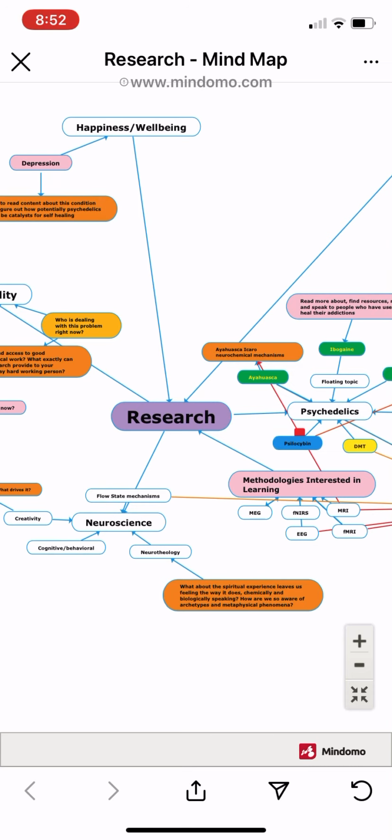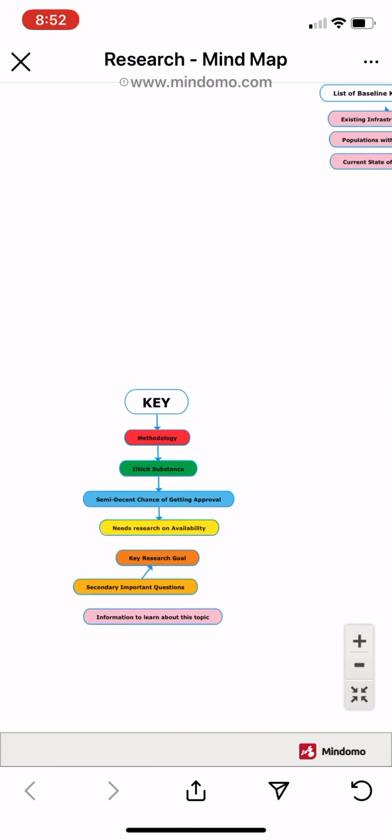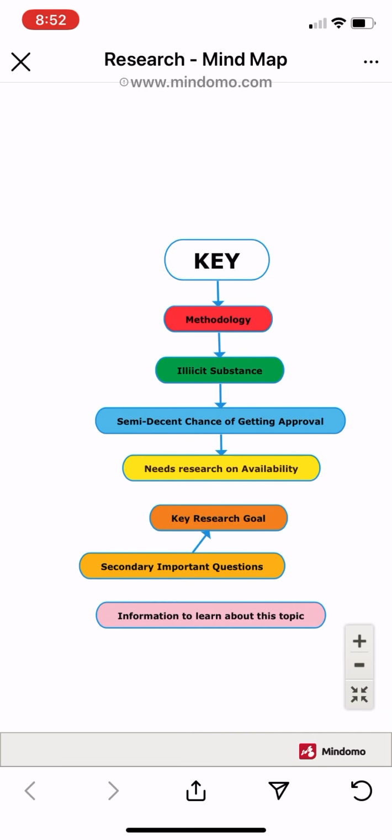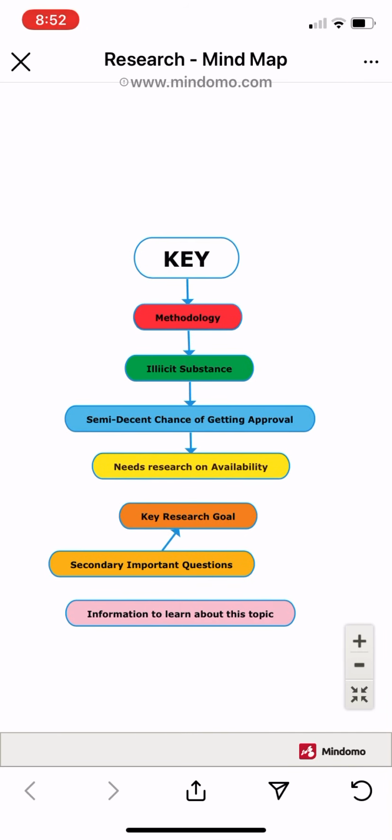Here's the key. Red color indicates methodology. So red bubbles are specific research techniques. Red lines are how the research techniques could be utilized to answer certain questions.